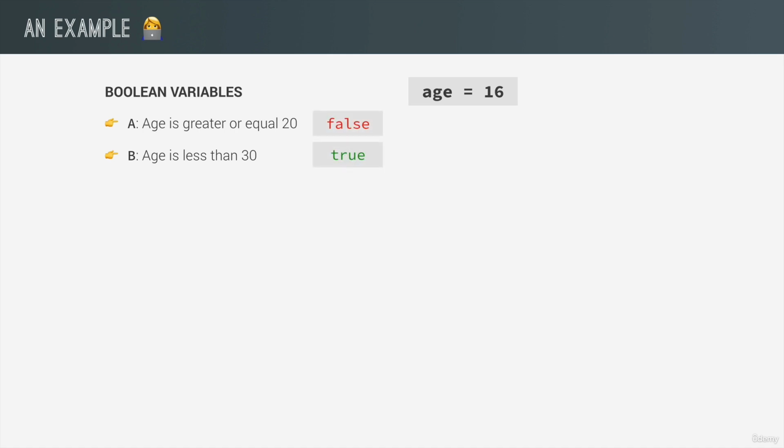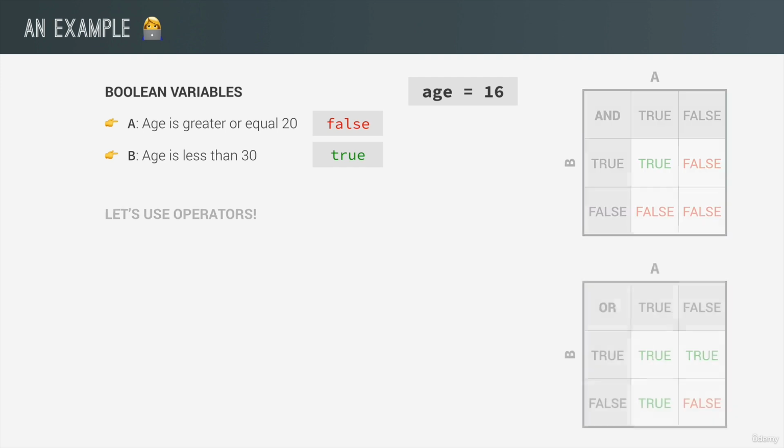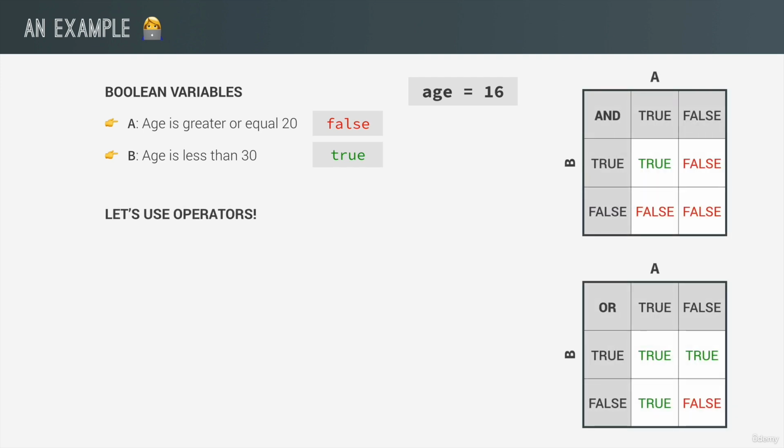And of course it is. And age is less than 30 is true, because 16 obviously is less than 30, okay? So that's the baseline basically, and now we will start to combine these variables a and b using some logical operators. So the first exercise is the NOT operator, so not a.